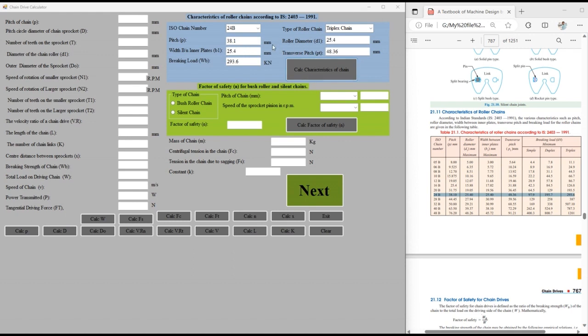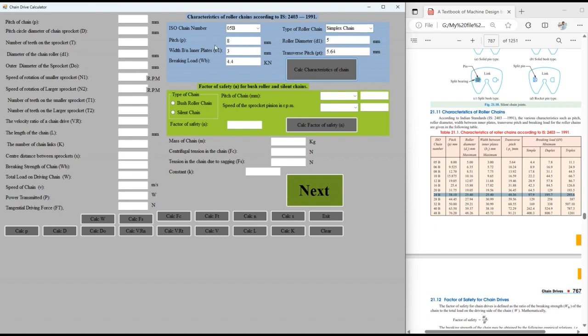In this calculator, the only thing we do is select the ISO chain number and the type of roller chain. It may be simplex, duplex, or triplex. First, let us see whether it selects the exact value of the table or not. Select the ISO chain number, for example 05B, and then select the type of roller chain, for example simplex chain. Then next we have to click the characteristics of chain.